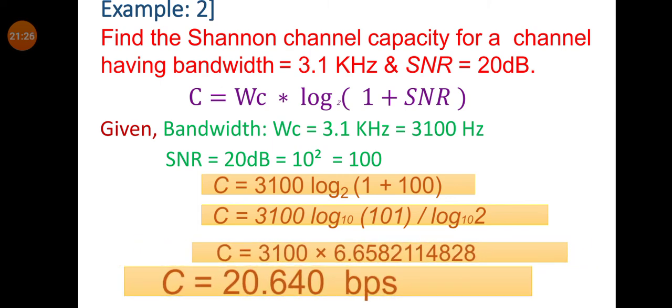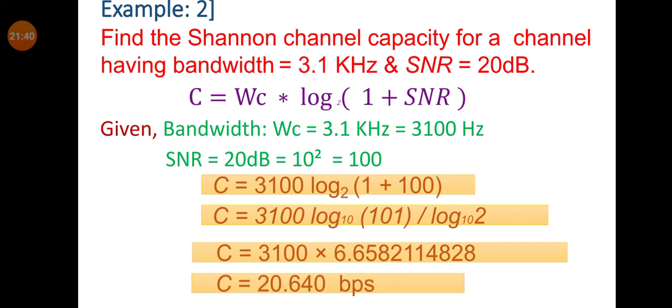Clear? So when you multiply this log value with the bandwidth 3100, we get the maximum capacity of the channel, that is C equal to 20,640 bits per second. 20,640 bits per second means the given channel with bandwidth 3.1 kilohertz and signal to noise ratio 20 dB can produce the maximum data rate, meaning it can transmit a maximum of 20,640 bits in 1 second.